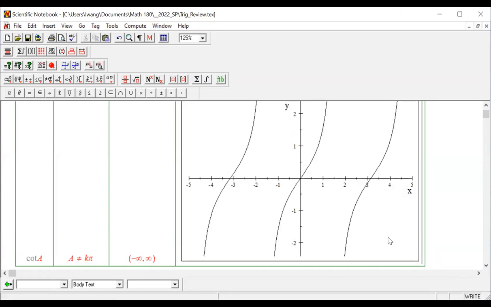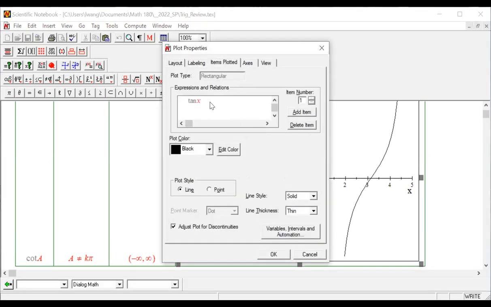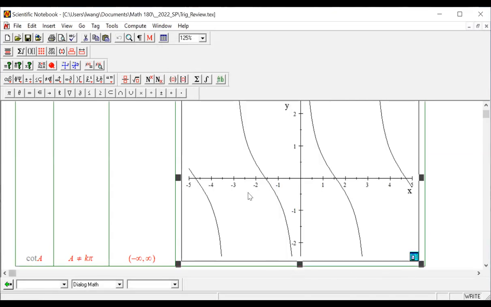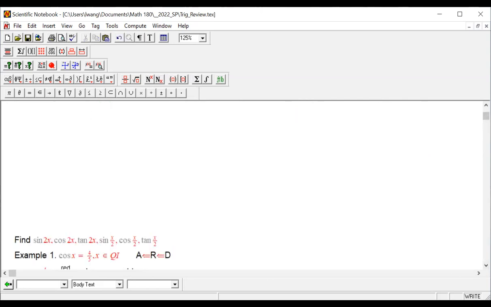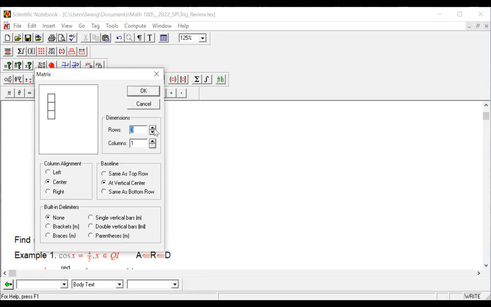I'm going to change it to cotangent. So this is cotangent. So the shape is slightly different. The forbidden lines, the inputs that cannot be, are the multiples of pi. So now, with that being clear, let's look at the arc sine, arc cosine, arc tangent, and arc cotangent.